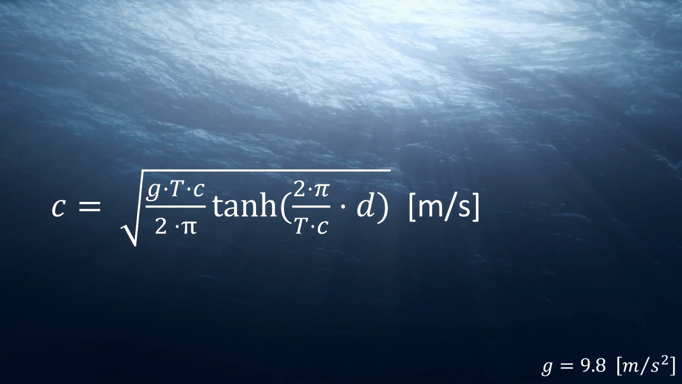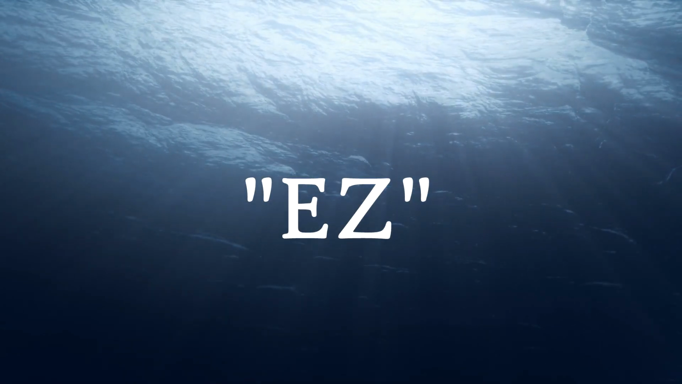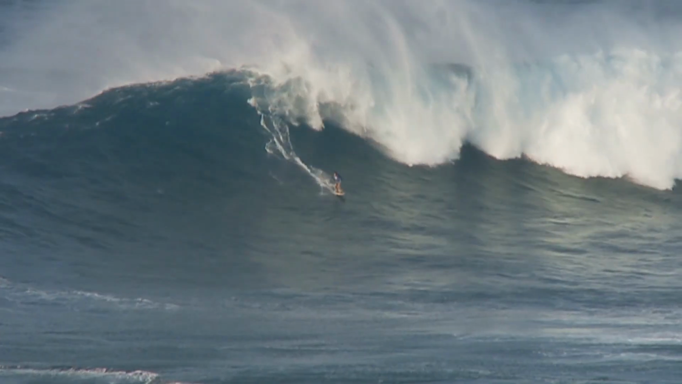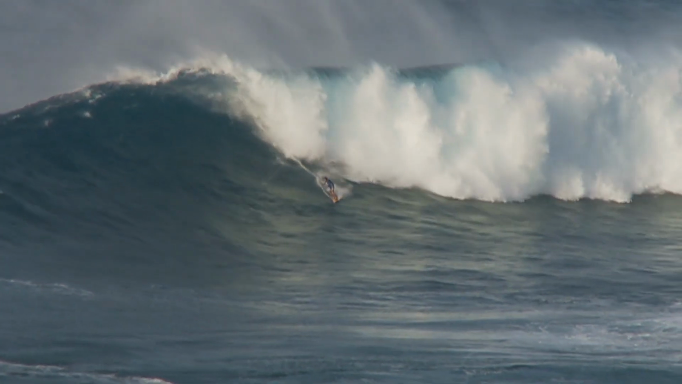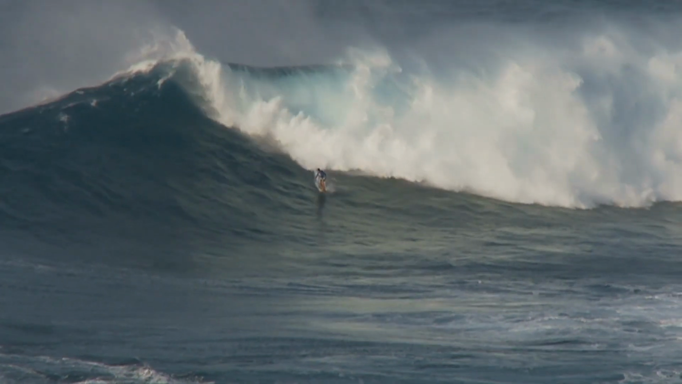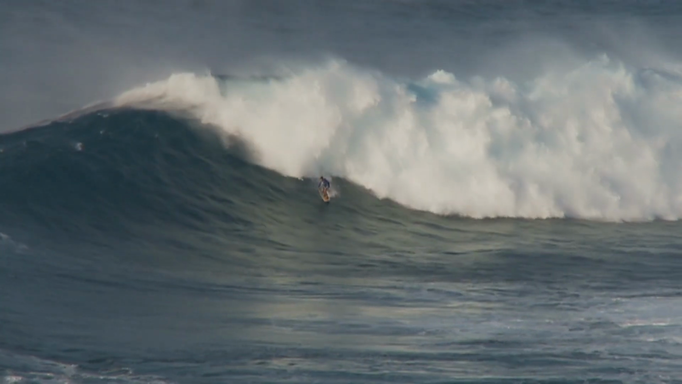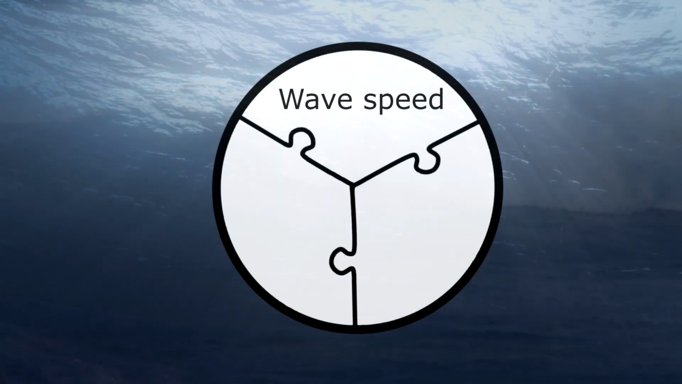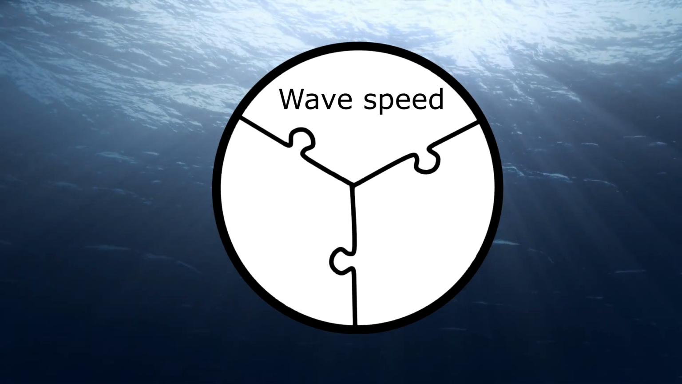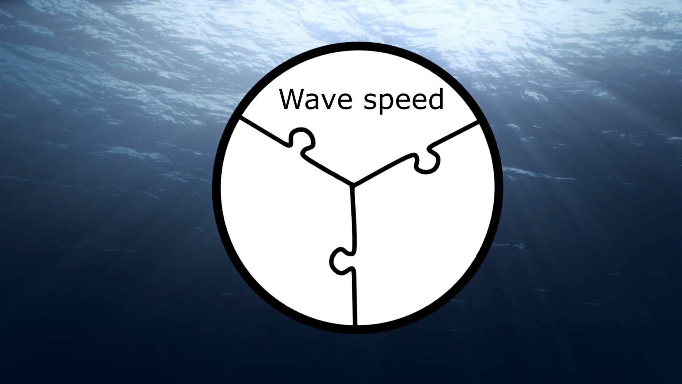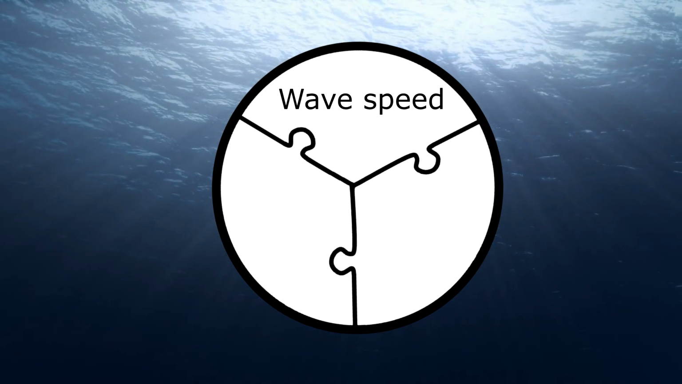So, linear wave theory provides us an easy, between quotation marks, equation for the propagation speed of waves, based on, let's say, 2 simple factors: the water depth and the wave period. That equation is part 1 of the 3-piece puzzle, which explains why the title of this video is indeed correct.